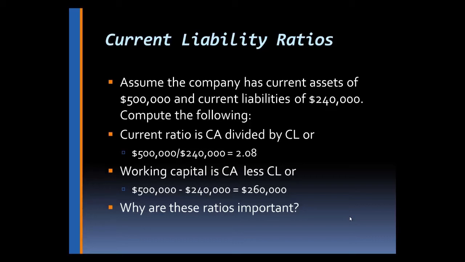Now, this ratio differs from the quick ratio we saw earlier in the fact that in the current ratio, we include all types of current assets, including inventory and prepaid expenses. If we look at the working capital, it's 500,000 less 240,000, or $260,000. So this is the free assets that we have available to use to operate the business and would have available to us after we paid off all of our current obligations.